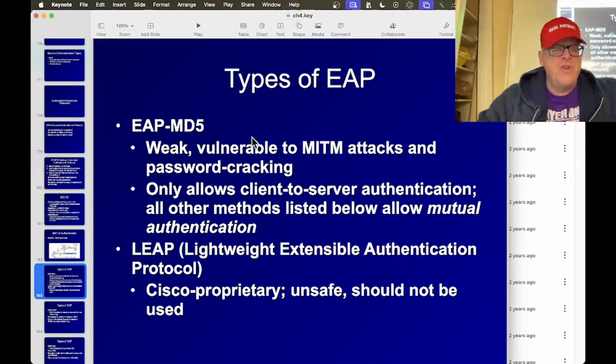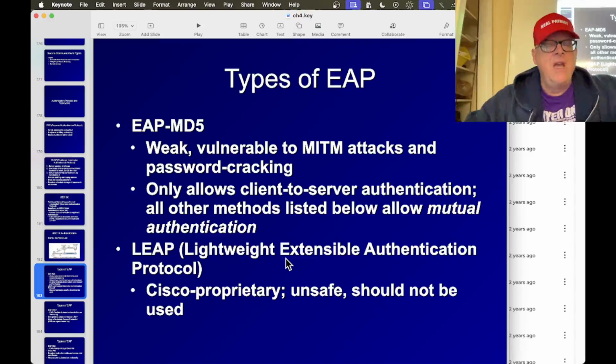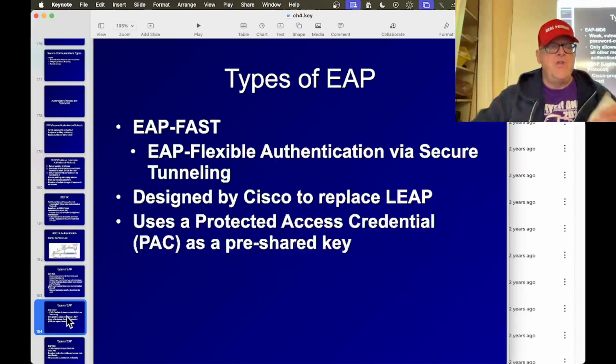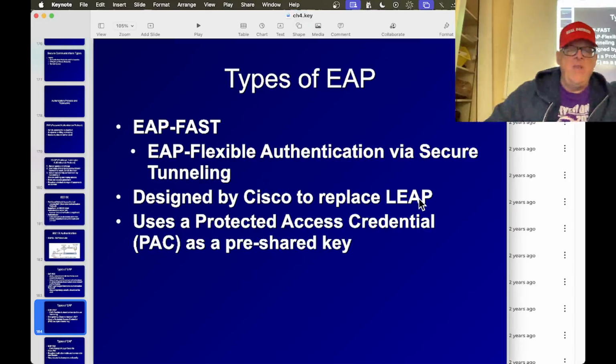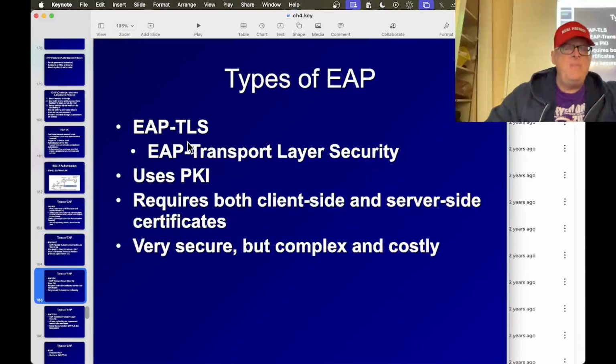EAP MD5 was an old one that is not considered secure anymore. LEAP was Cisco's proprietary. It was an attempt to improve WEP, wired equivalent privacy, but it turned out to not be very good. It was also vulnerable and shouldn't be used anymore. EAP Fast is the replacement of LEAP, and this is considered pretty good. And EAP TLS is considered fine. That's the same TLS you use in HTTPS connections. So if you have a more modern version like TLS 1.2 or 1.3, it should be fine.